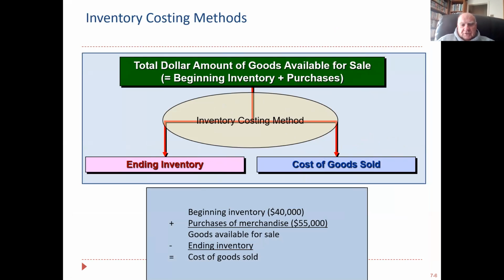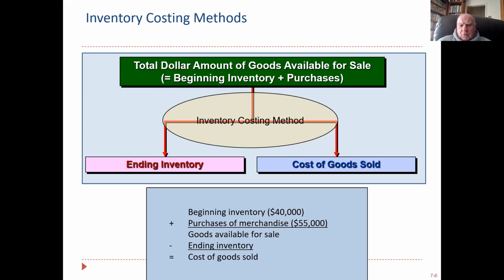Please, please, please look at this grid here. Have this in your head because this is the basis of what we're going to do in much of this chapter, huh? Total goods available for sale. The beginning inventory plus your purchases. Well, that makes sense. We had a beginning inventory of 1,000 books. We purchased another 9,000 books. That gives us 10,000 books available for sale. That's the most we could have sold.